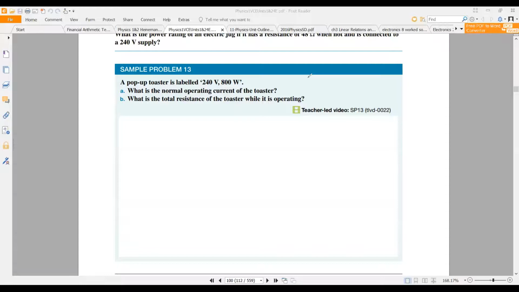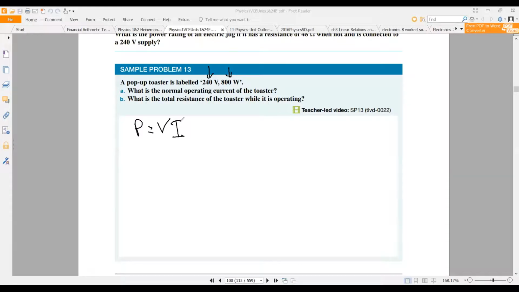The pop-up toaster is labeled 240 volts at 800 watts. Okay, cool. So what is the normal operating current of the toaster? Okay, current. So they've given us power and they've given us voltage. They want to know the current. Well, we can do that pretty easily. Power equals, well, they've given us voltage and they want current, so we're going to use this formula.